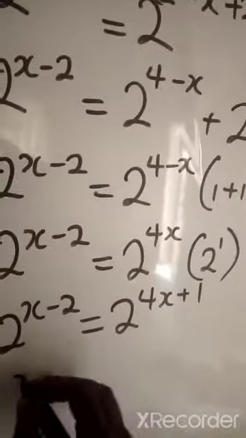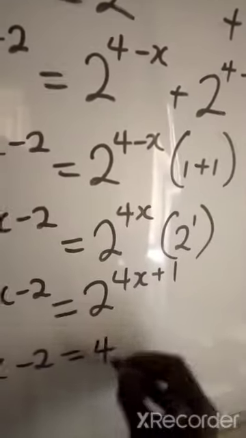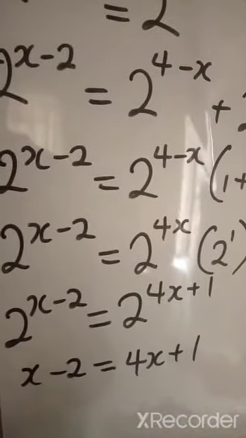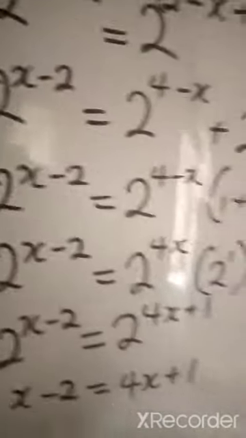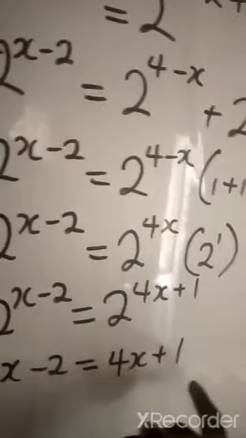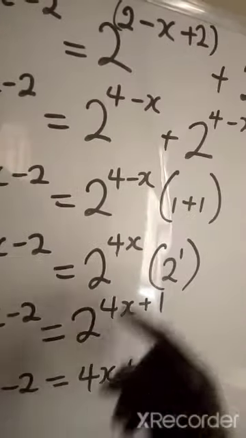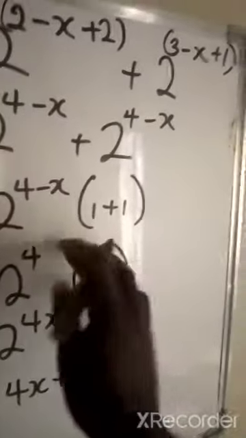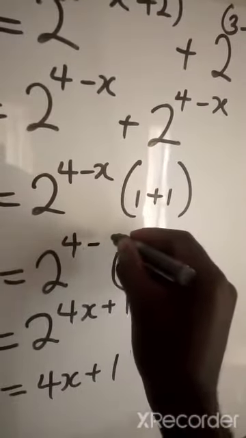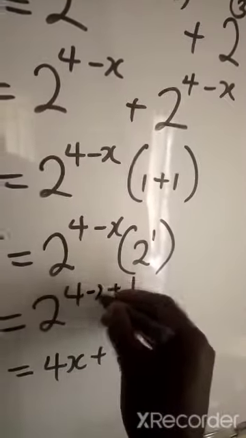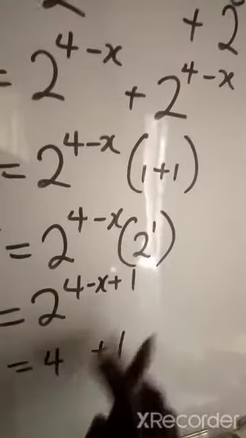Now equate the power. If you equate the power, you have something like this. So collect the like terms. If you collect the like terms, if you send this to the other side, you bring this in. What do we have here? Do we have 4 plus x? Okay, there's a mistake here. This is 4 minus x. Don't forget, this is 4 minus x, plus 1. So this is 4 minus x plus 1.